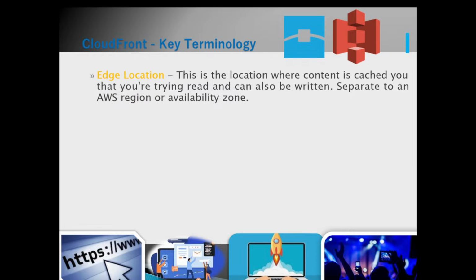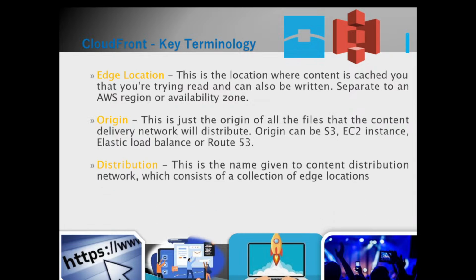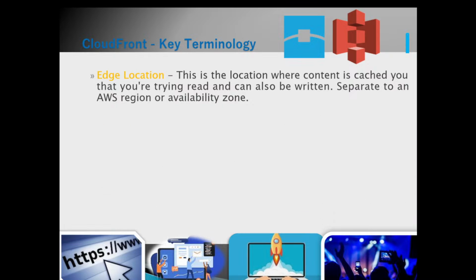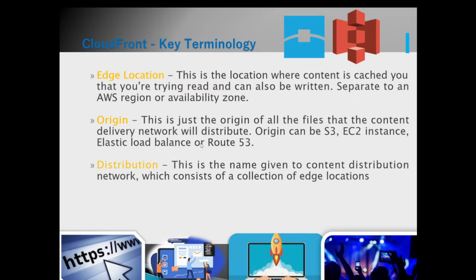Okay, now before going to the lab, let's understand a few terminologies in CloudFront. First of all, edge location. What is edge location? This is a location where the data is cached. Okay, it is spread across multiple locations. It is separated from region and availability zone. Okay, it's a physical server where the data will be cached.